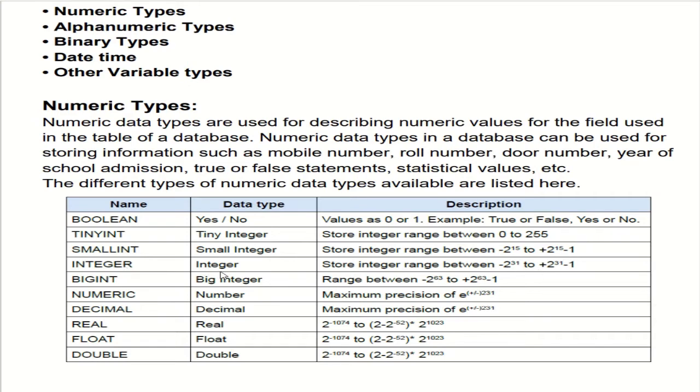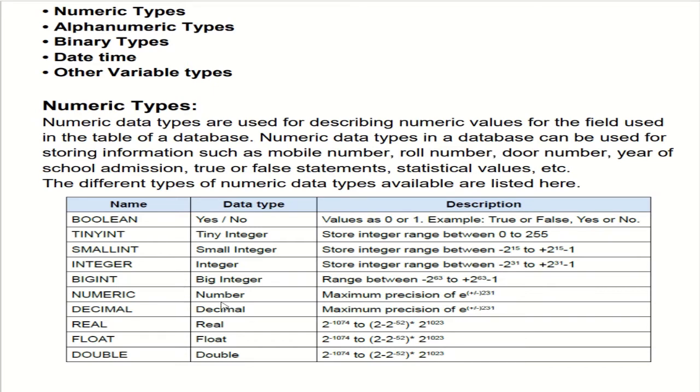An integer data type is stored as what? Integer. It stores the range between minus 2 raised to 31 to 2 raised to 31 minus 1. In big int, it is used to store the data type as what? Big integer. The range between minus 2 raised to 63 to 2 raised to 63 minus 1 is stored in which data type? Big integer.